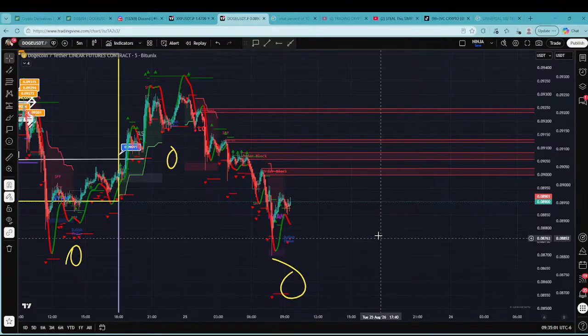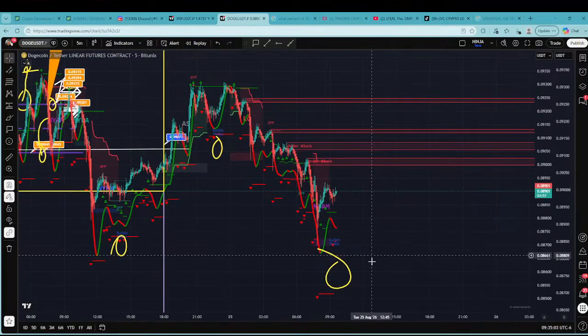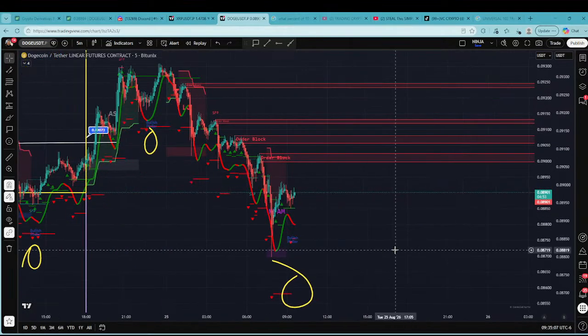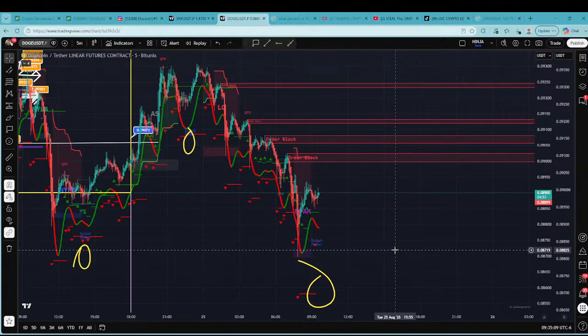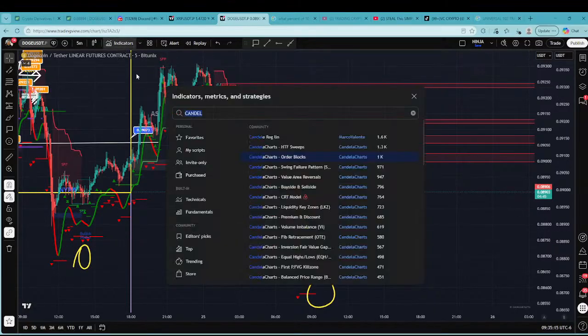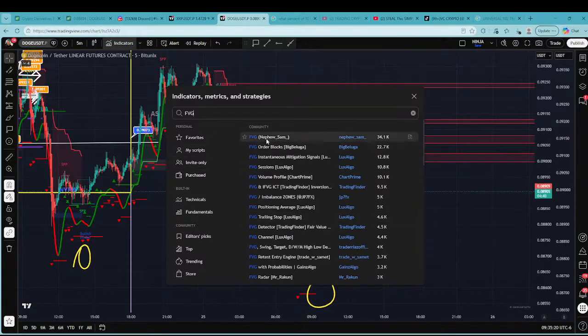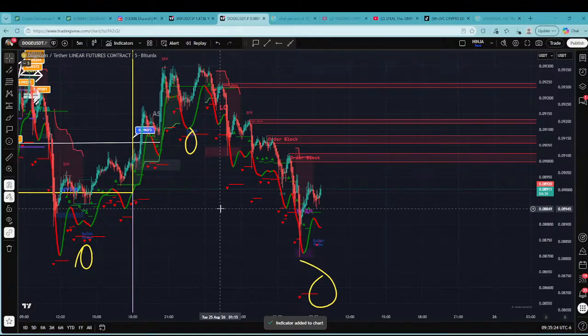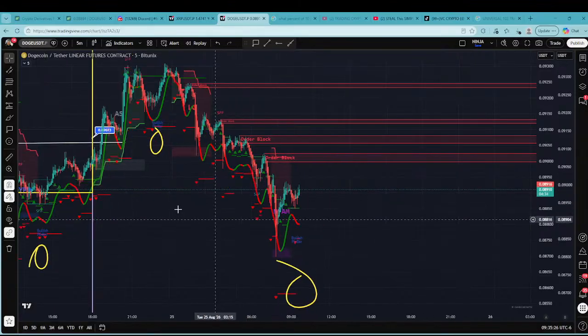So now we got order blocks here, right? A lot of people use order blocks to see where the gaps are, or is there a fair value gap? Fair value gaps. All right, so here's some. All right, so we put fair value gaps.